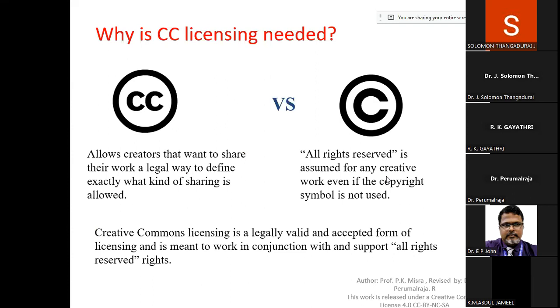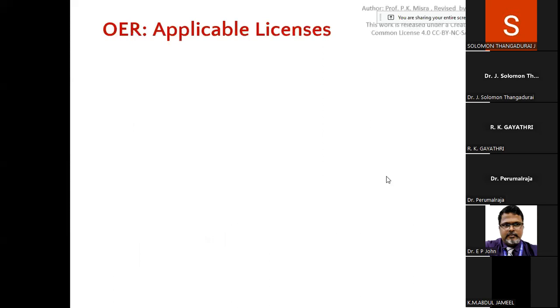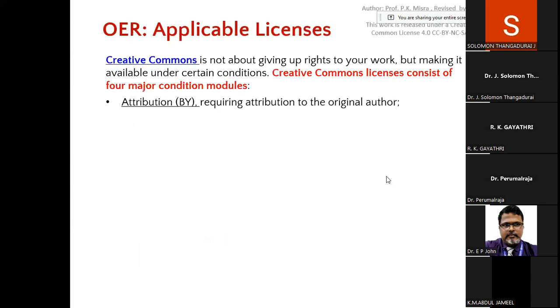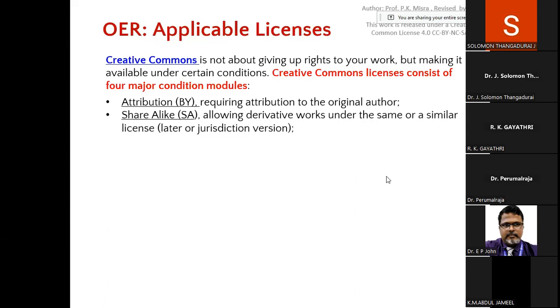Basically again I'm telling you, CC doesn't mean there is no copyright. Since it is copyrighted, the particular author is giving access to everyone. That means copyright is there, but whenever you are using that material, we need to give them attribution. And next one is the applicable license. So first one is Creative Commons. It is not about giving up rights to your work, but making content available under certain conditions. The license consists of four major models. One is attribution, which means requiring attribution to the original author.